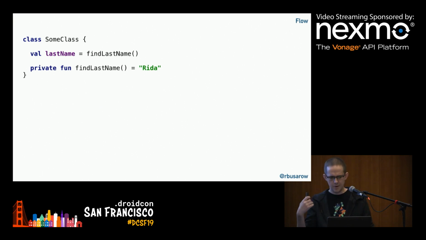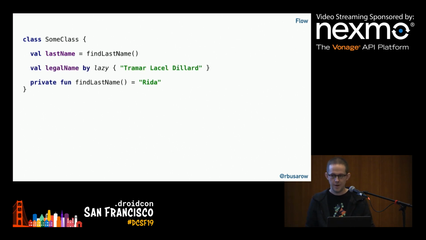So let's say you have a property in some class, and it's going to be initialized as soon as that class is initialized. This would be considered eager, but if it was a stream, it would be considered hot. As soon as the class is initialized, all the work starts. If find last name wasn't just returning a hard-coded value, if it was doing something more expensive, that would be a problem, and that's why hot is not considered to be all that great. So we have a compromise.